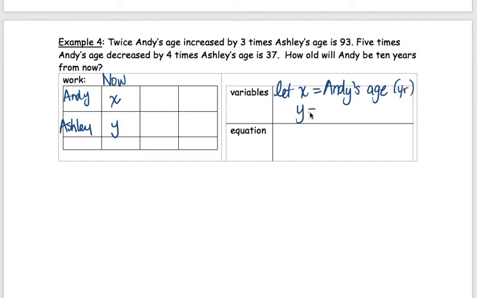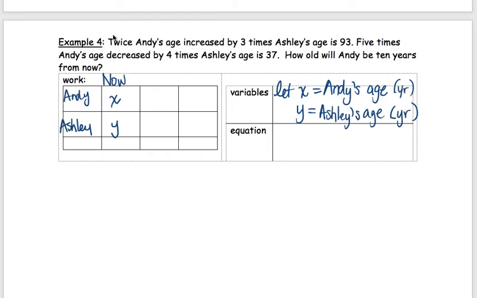All right, that's the first time we've seen that, so just always be checking for it. You need to do it to get full marks, okay? All right, Ashley's age. So this is going to be their age right now. All right, so X and Y. Let's go through and translate these problems.